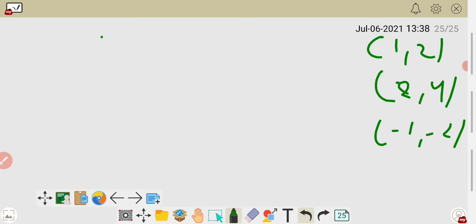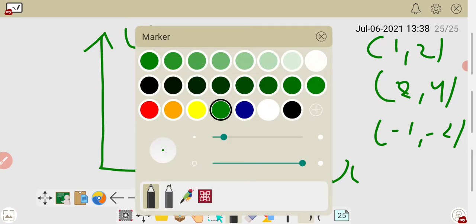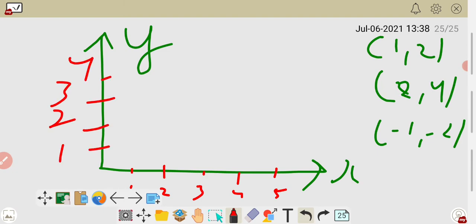Now draw the line, just plot the graph. On the x and y axes, mark 1, 2, 3, 4, 5, and downside also negative values. The first point is 1 comma 2. The second is 2 comma 4, and the third one is -1 comma -2. -1 comes this side and -2 comes this side.